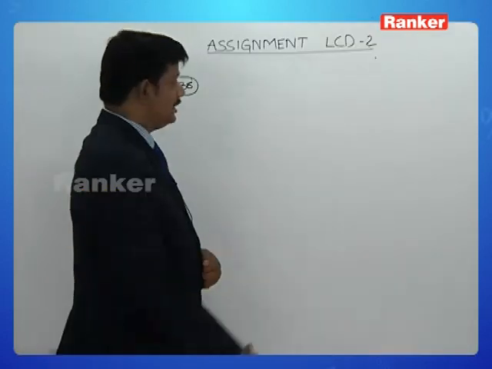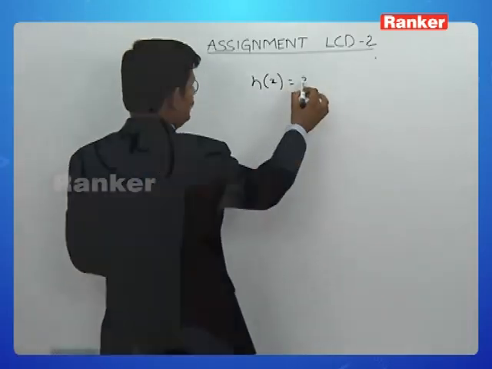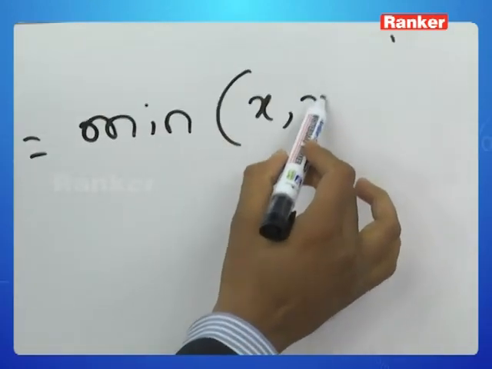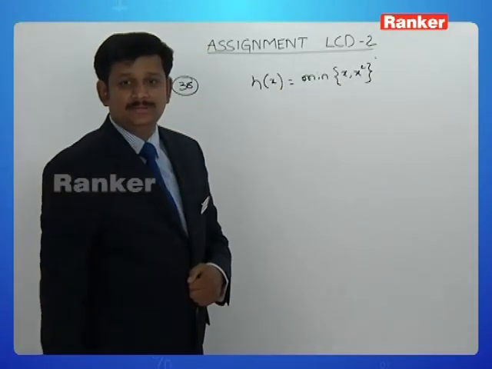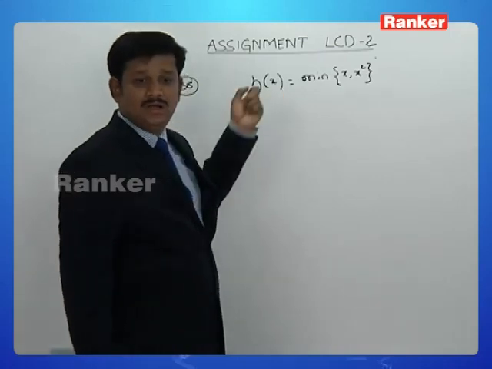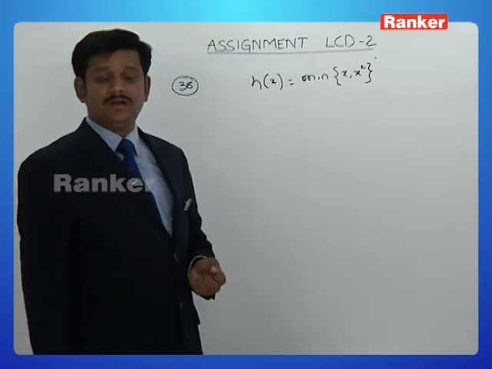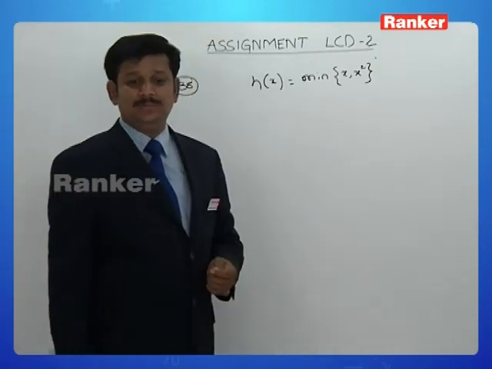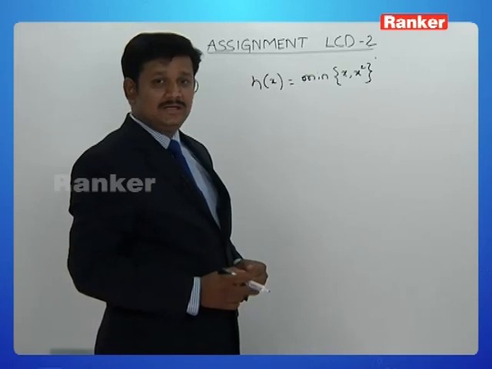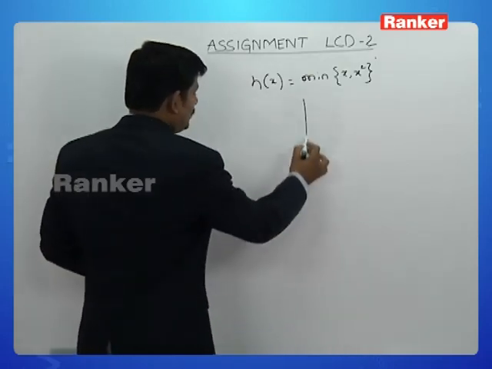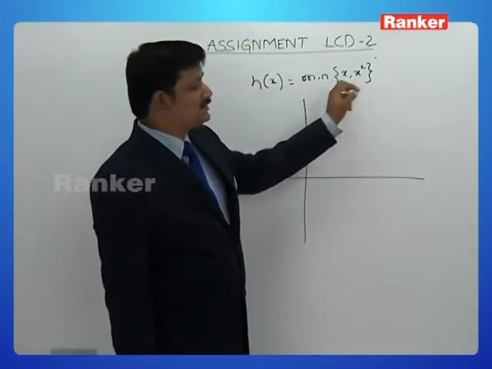For the function h of x is equal to minimum of x and x square, we need to check whether h is continuous for all x, or it is differentiable for all x, or h dash x is 1 for all x greater than or equal to 1, or if it is not differentiable at x equal to minus 1. Again, to check continuity and differentiability of this function, let us plot the graph of this function. h of x is minimum of x and x square.